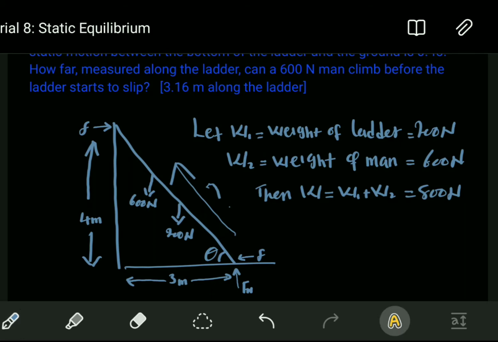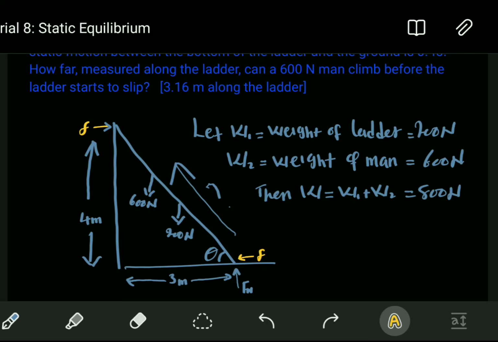Okay, so at the bottom here, friction is acting towards the left, and at the top of the ladder, friction is acting towards the right. So this friction at the bottom and the one at the top are equal, and we want to find the distance covered by this man just before the ladder begins to slide.